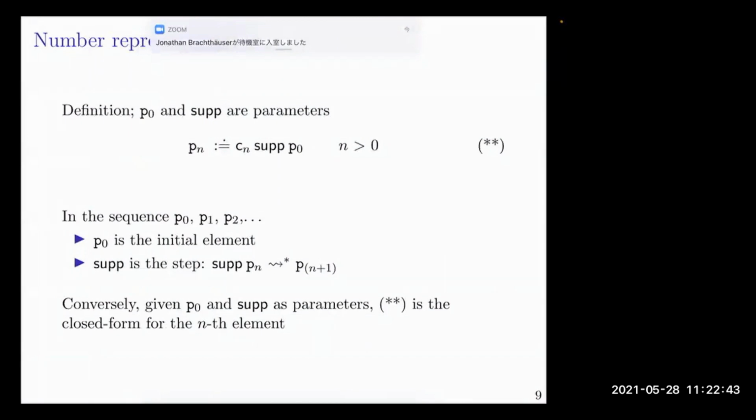So we have the sequence P0, P1, P2, etc., a sequence of terms of P numerals, I sometimes would call it. Well, obviously P0 is the initial element, right? And so this is the meaning of the parameter P0. So sup is the step function. So it's easy to see that sup applied to Pn gives the next Pn.